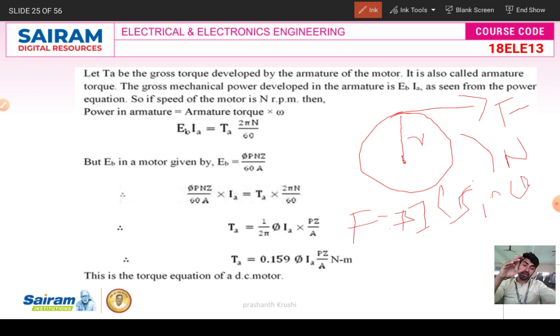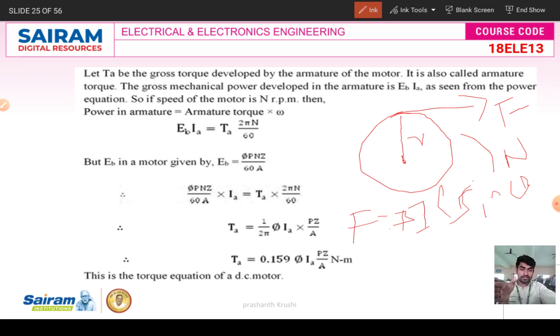That back EMF always opposes the supply voltage. How will you get the back EMF in the DC motor? When the conductor starts rotating, initially we are giving current to the conductor. A current carrying conductor placed in a magnetic field experiences a force, so rotation will be there. When it starts rotating, what happens? The magnetic field is constant from north pole to south pole. When it starts rotating, the conductor cuts the magnetic field, and EMF is induced.